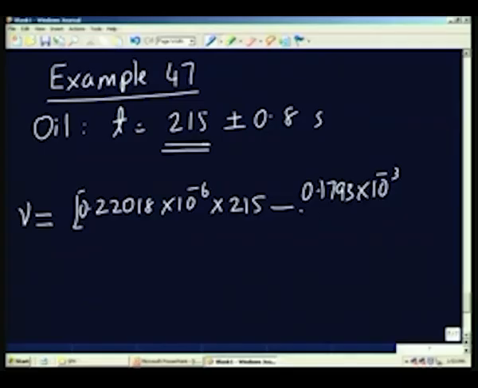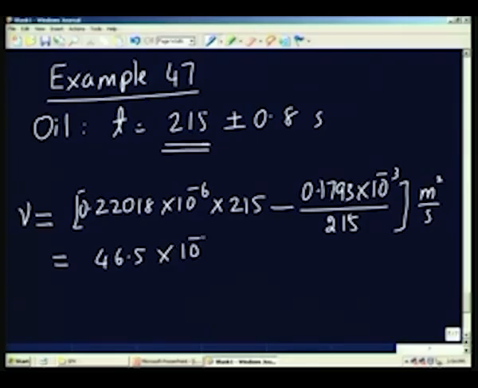What I have done is that 10 to the power of minus 3 outside the formula has been taken inside, divided by 215 again, so many meters squared per second. So, it is a very simple and straightforward problem. So, this comes to 46.5 into 10 to the power of minus 6 meters squared per second. This is the kinematic viscosity of the oil sample.